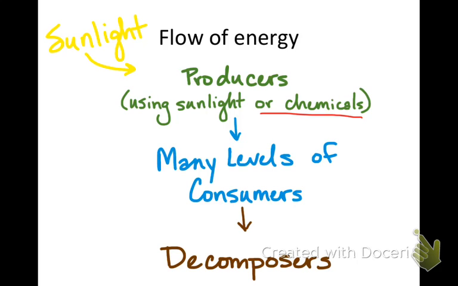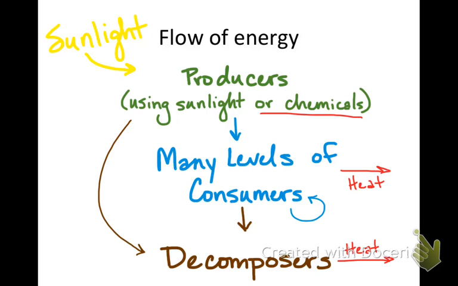Now that's the simple linear way of looking at it, but also remember that producers can be decomposed without ever being consumed by a consumer. And consumers can eat each other, and at all steps in this process, energy is being lost as heat.